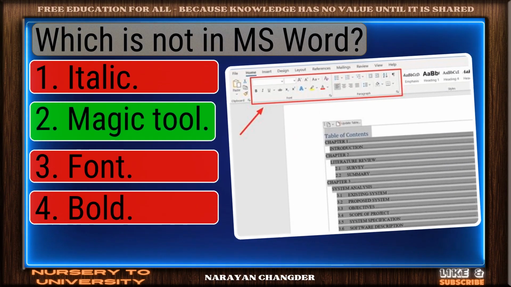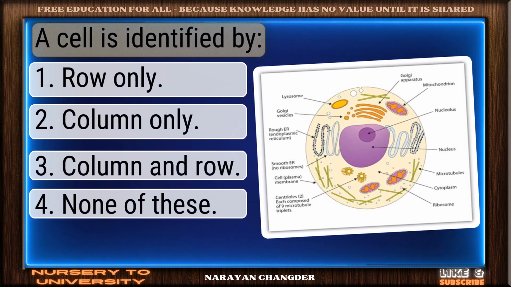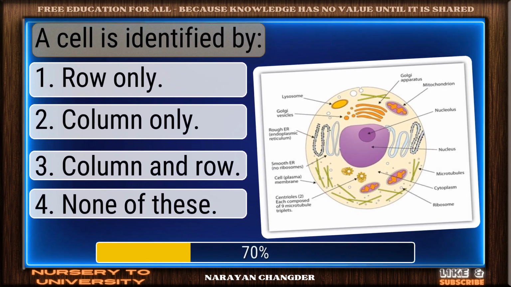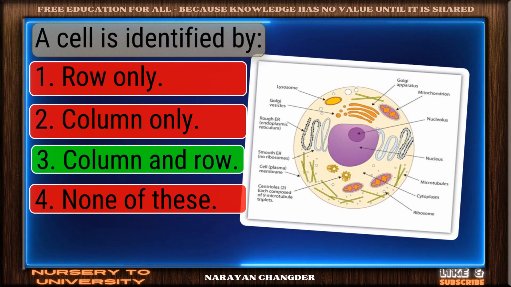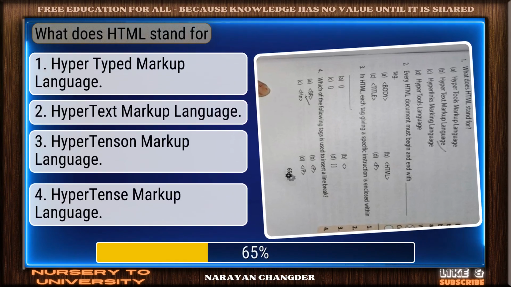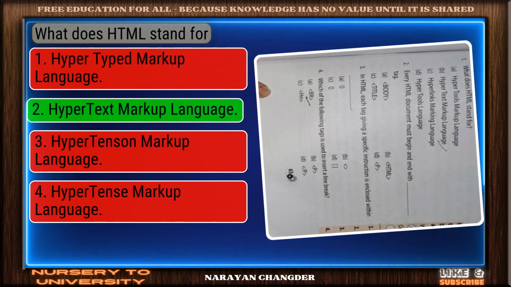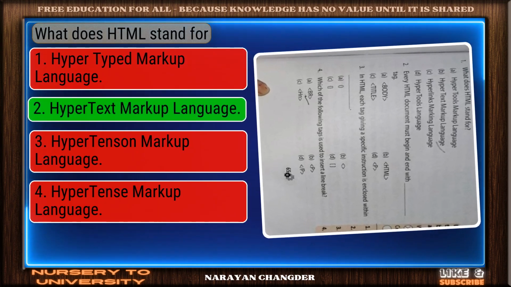Exactly. Magic tool makes sense and it is right choice. A cell is identified by. Well done. Column and row is the right choice. What does HTML stand for? Solid response. Hypertext markup language is a valid choice.